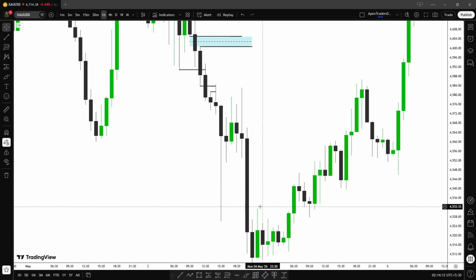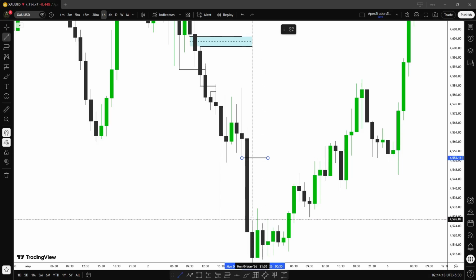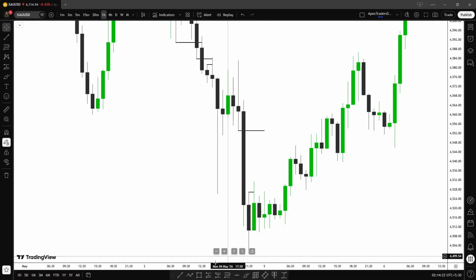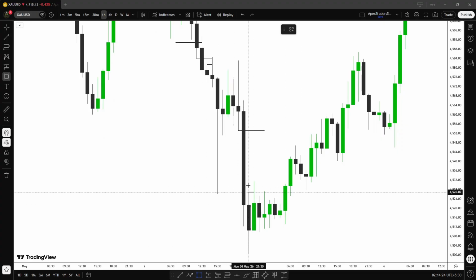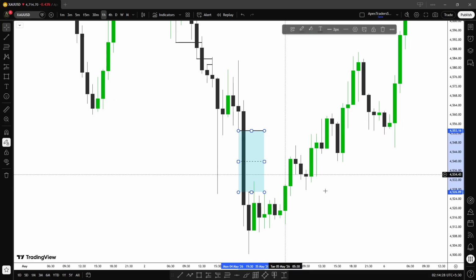And if you check here, there is a pullback. So we are going to mark this candle as the recent candle. This will be our first candle, and this black candle will be our third candle. So there is a fair value gap between the third candle and the first candle. So we are going to consider this.